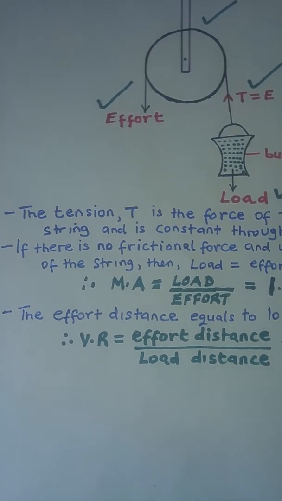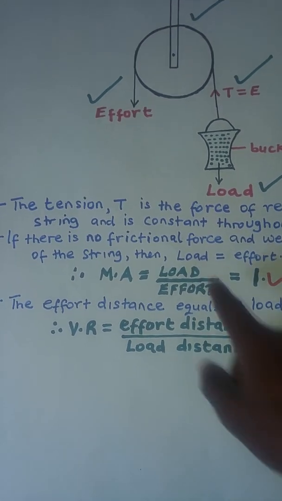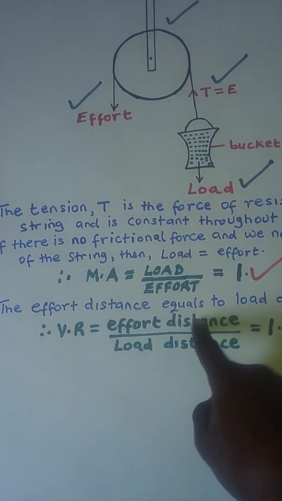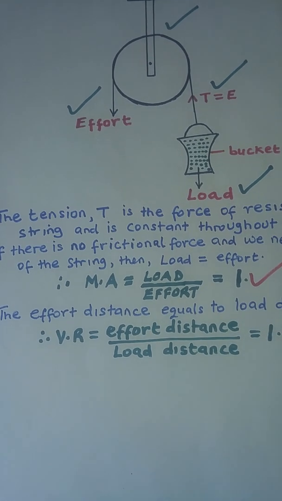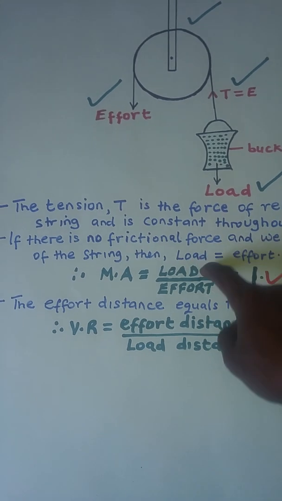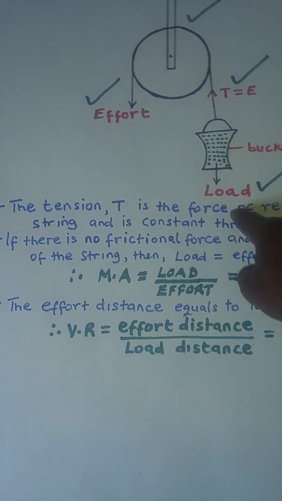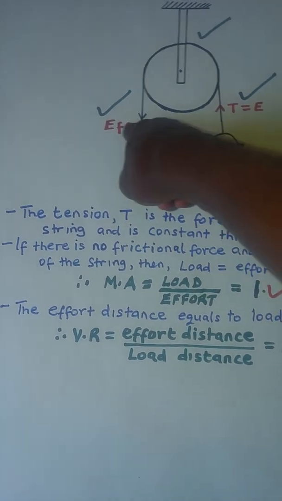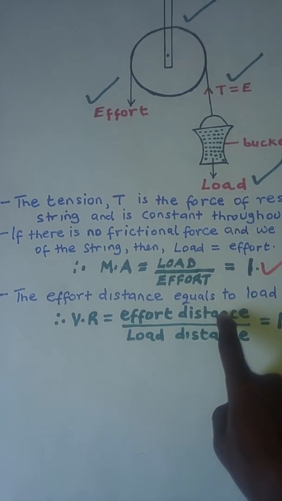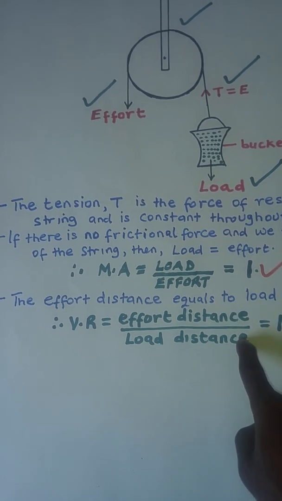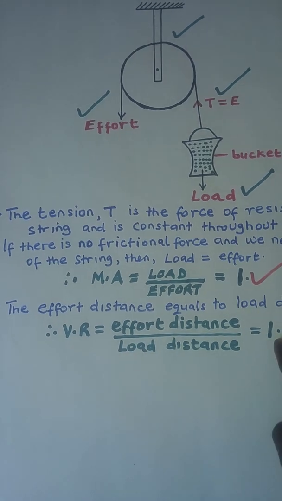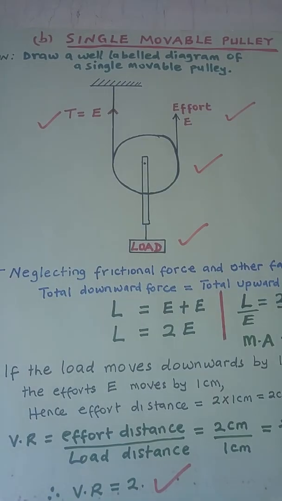The same story with the velocity ratio. Once the load and the effort are the same, it means the distance moved by the effort and the distance moved by the load will also be the same, because the load is the same as the effort. So if the load moves down by 1 centimeter, the effort also moves the other side by 1 centimeter. So you find that the effort distance will be 1 centimeter. You divide by the load distance, which is also 1 centimeter. So your velocity ratio will also be 1.